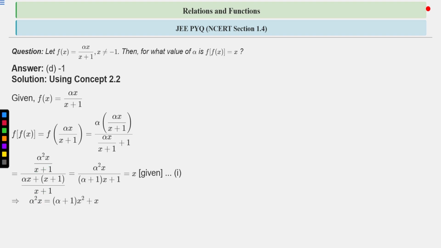So after solving this by cross multiplication, we will get alpha square x is equal to alpha plus 1 x square plus x, right? So we will get x times alpha square minus alpha plus 1 x minus 1 is equal to 0, right? Clear?